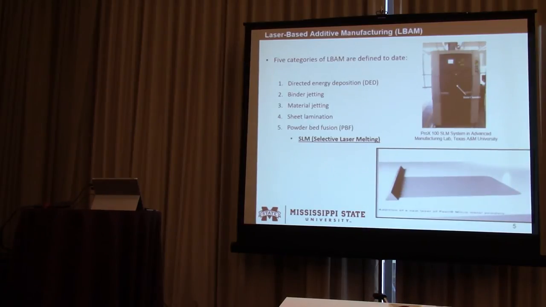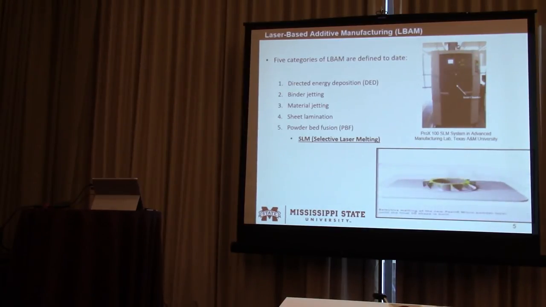So far, 5 categories of laser-based additive manufacturing processes are defined, like direct energy deposition and powder bed fusion systems. In this research, we focus on selective laser melting, SLM for short, which is a powder bed fusion system. In SLM, powder is deposited by a roller to form a bed. Then it's selectively melted by a moving laser as a heat source. This procedure will continue layer by layer, and eventually the 3D object is fabricated.